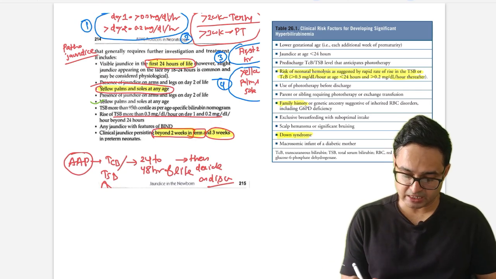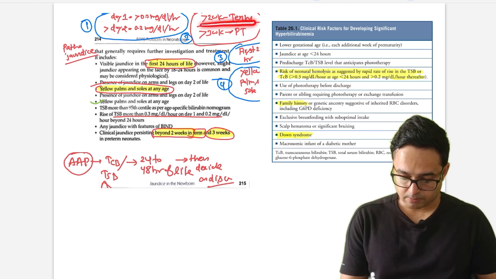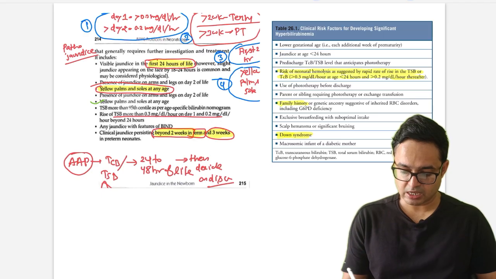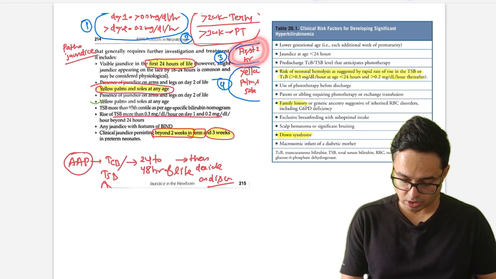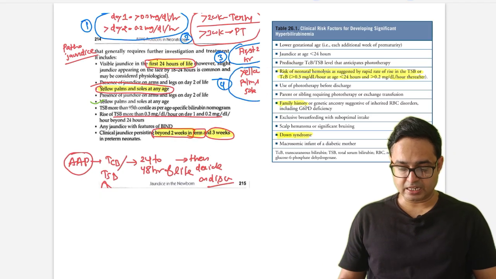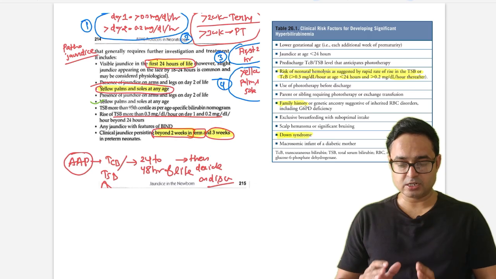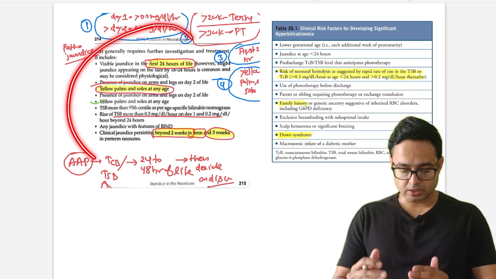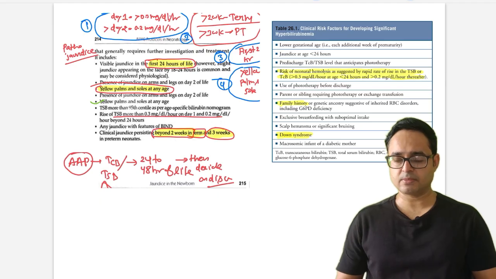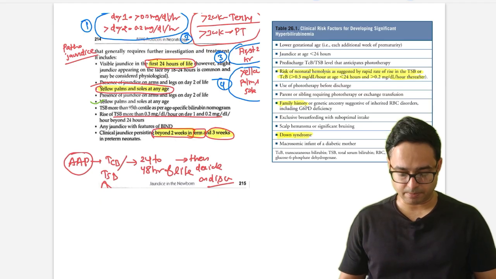Any jaundice more than 2 weeks in a term neonate and more than 3 weeks in a preterm neonate will be called pathological jaundice. Jaundice in the first 24 hours, and yellow palms and soles at any time. So basically you have to remember the pathological jaundice criteria, all of them. Any question can be asked by numerical value or just statement based.